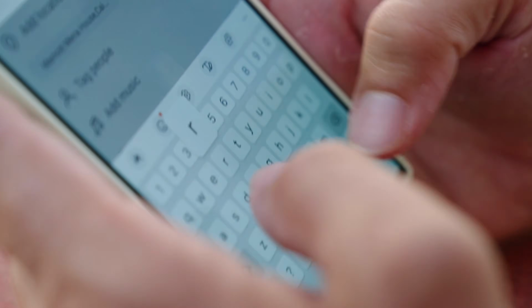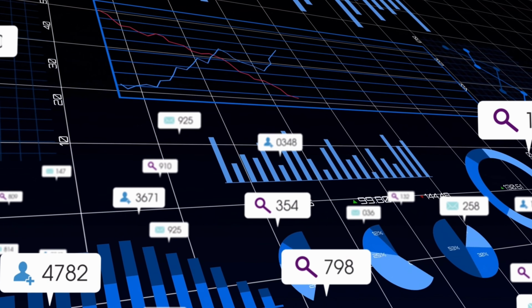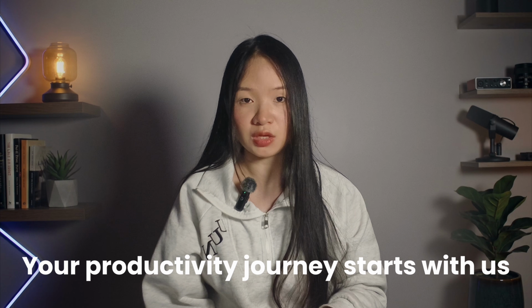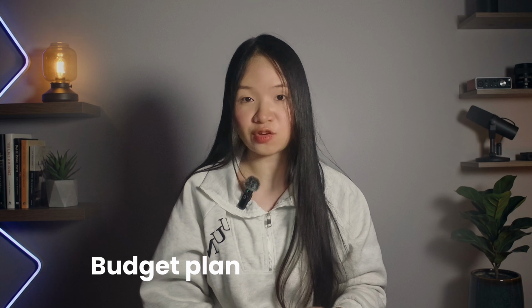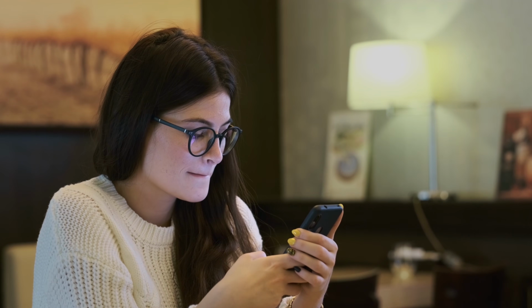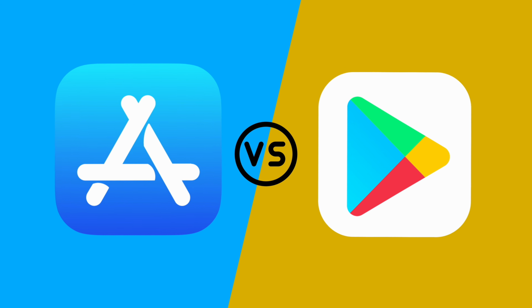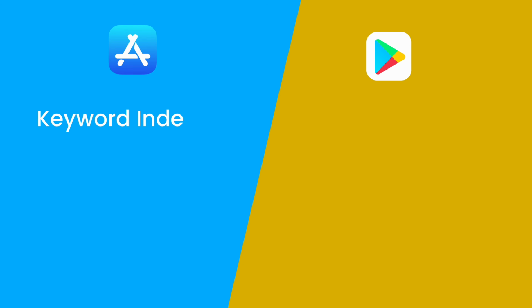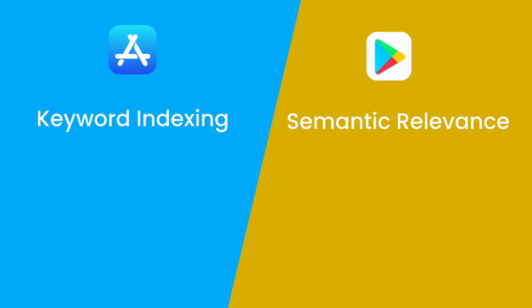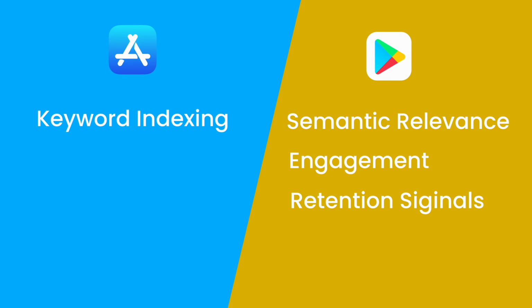The subtitle is the second biggest ASO opportunity, and honestly, most developers waste it. Instead of writing vague taglines like "Your productivity journey starts with us," use searchable keywords like Daily Habit Tracker and Goal Planner or Budget Planner for students. Long-tail keywords usually convert better because users already know what they want. Another important thing to remember is that keyword optimization for ASO works differently on iOS and Google Play. The App Store relies heavily on keyword indexing, while Google Play looks more at semantic relevance, engagement, and retention signals.